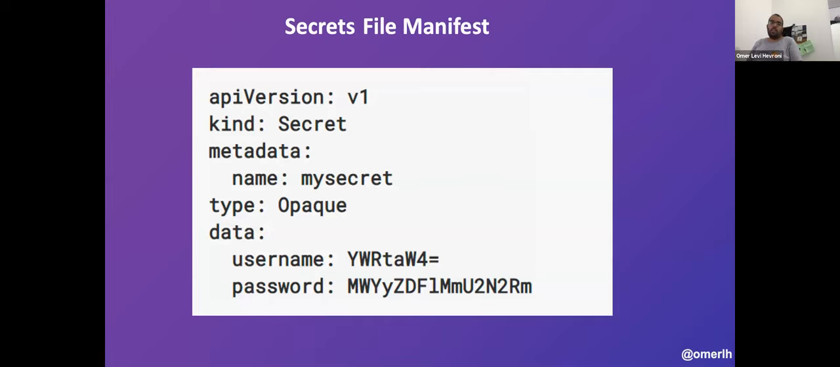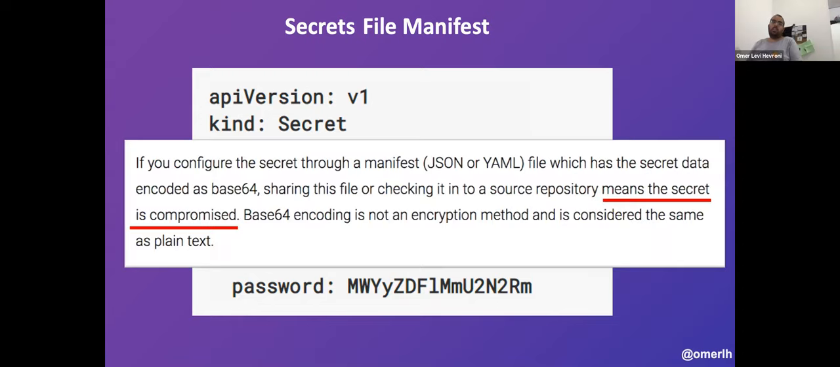This is a manifest for creating a secret. So you have the kind of the secret, in this case, type opaque, and you have the data, which is the secret data, username and password. And this is where the problem lies. If you look at the data, you might notice that it's base64 encoding.